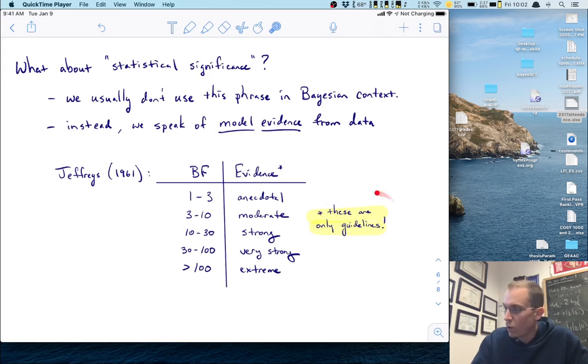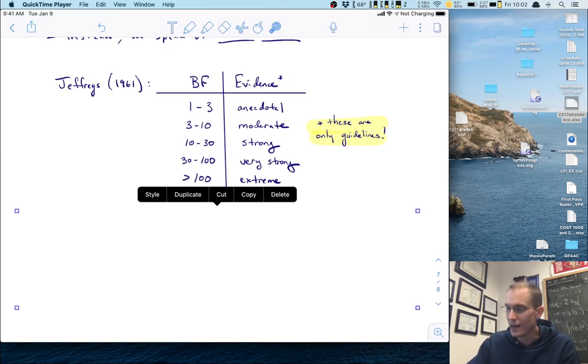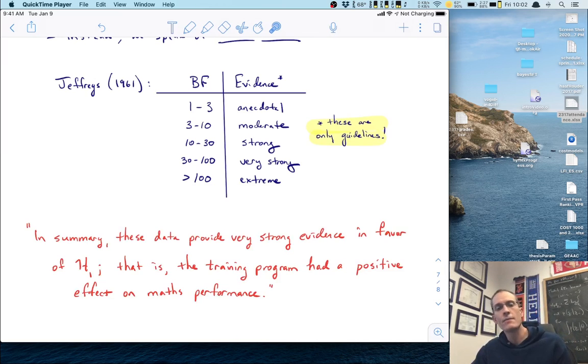I do want to caution you, these are only guidelines, these are not cutoffs. If you get a Bayes factor of 9.8, that's not any more moderate than 10.2 is strong. They're still about 10 to 1 in favor of that specific hypothesis. But for a beginner to know what is sufficient evidence, if you're not used to thinking about odds in favor of things, these are some pretty good guidelines to use. So using these guidelines, our data might be written up this way. We might say, in summary, these data provide very strong evidence. Well, that's because we had a Bayes factor in this range. It was almost 70, right? These data provide very strong evidence in favor of H1. And then, of course, interpreting it, that is, the training program had a positive effect on math performance.